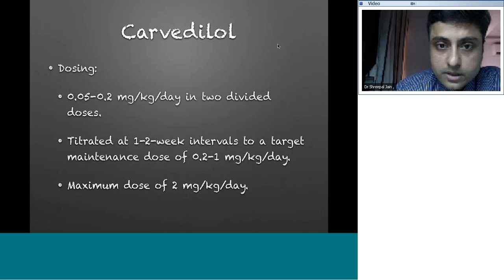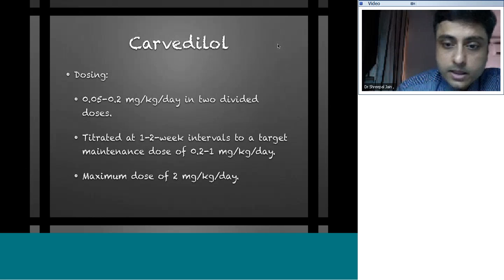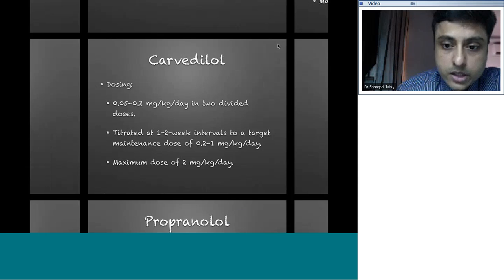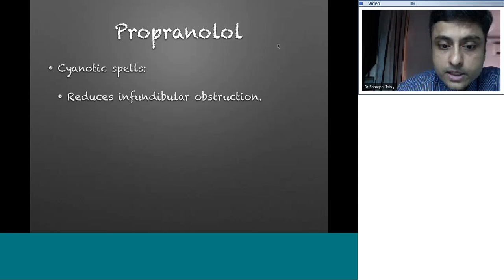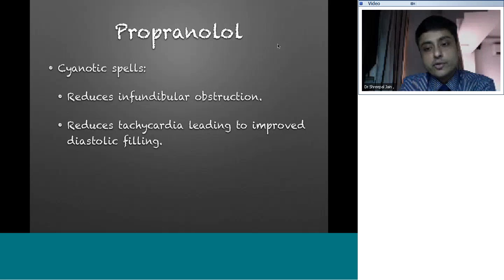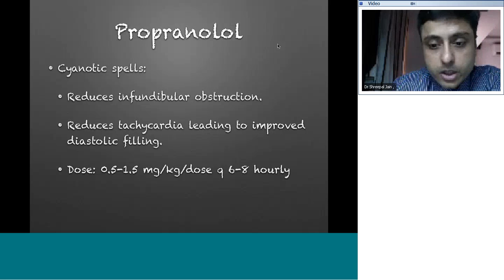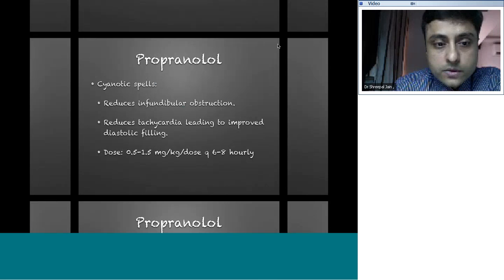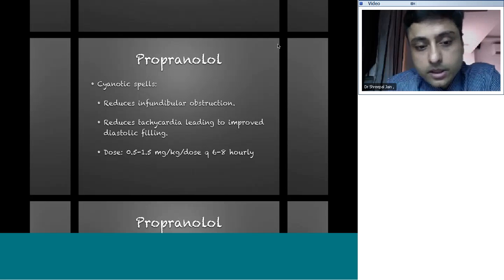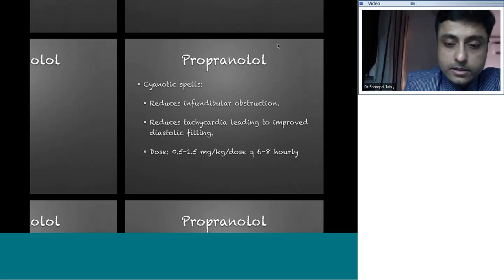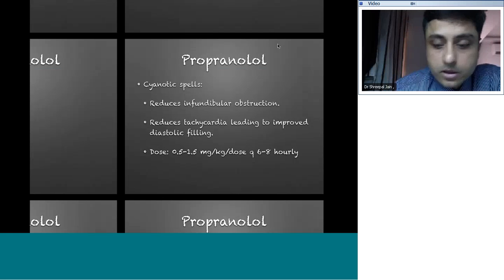The next drug within this class, propranolol, useful for cyanotic spells. It reduces the infundibular obstruction as well as the tachycardia, which is seen in cases with cyanotic spells, leading to improved diastolic filling. And we give it at a dose of 0.5 to 1.5 milligram per kg per dose every 6 to 8 hourly. Other uses, we use it in cases of SVTs, infantile hemangiomas, thyrotoxicosis, and even in cases of infantile lymphangioma, where latest evidences have suggested a role for propranolol.